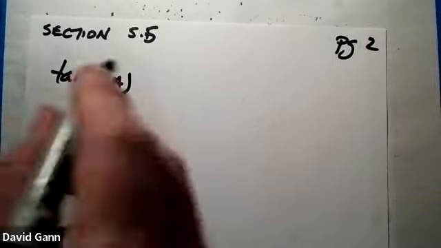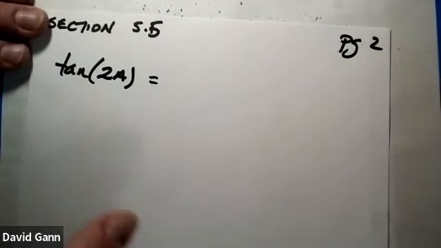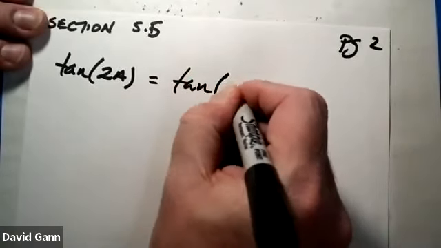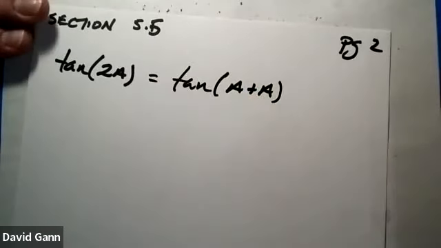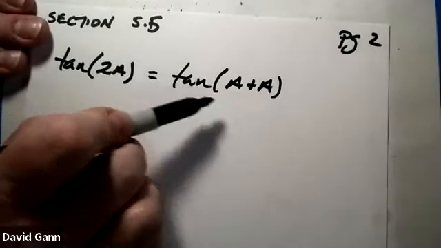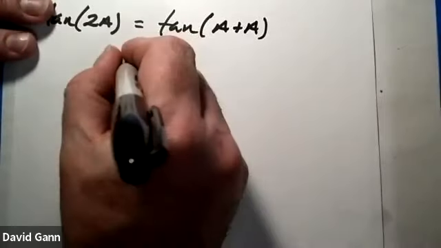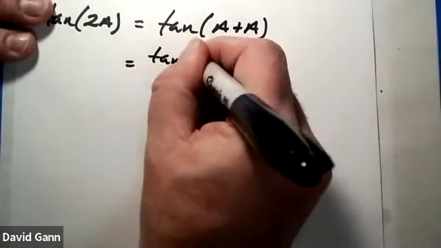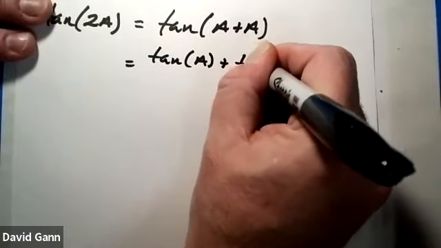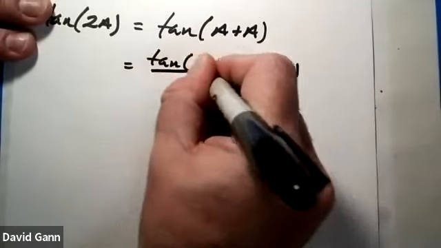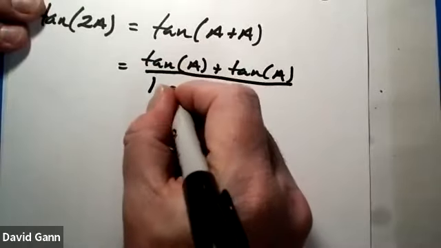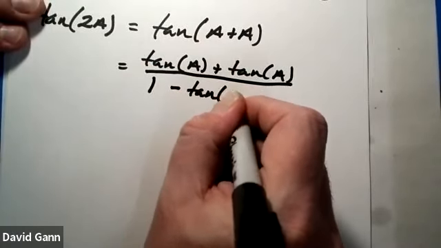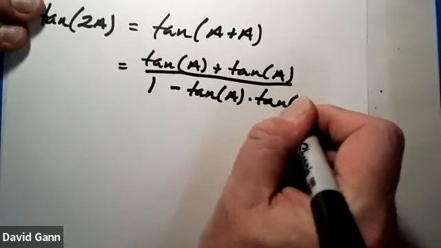This one is not really all that super exciting, but it does come up from time to time. So remember that just like before, we're going to break this out into a sum where it's something times itself. And remember, the sum formulation for tangent of A plus B is the tangent of the first angle plus the tangent of the second angle, over 1 minus the product of the tangent of the first angle times the tangent of the second angle.